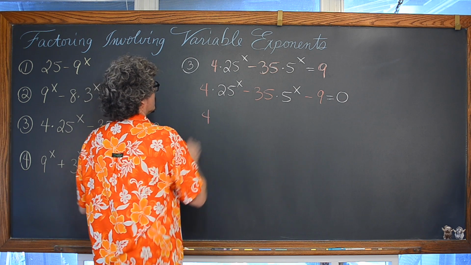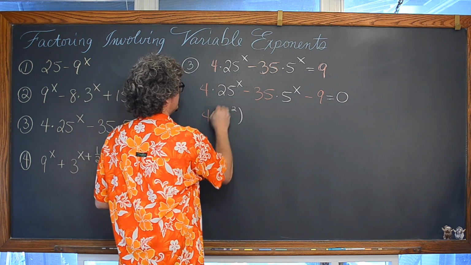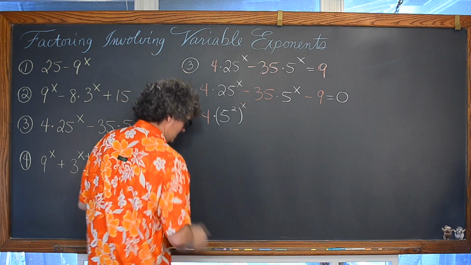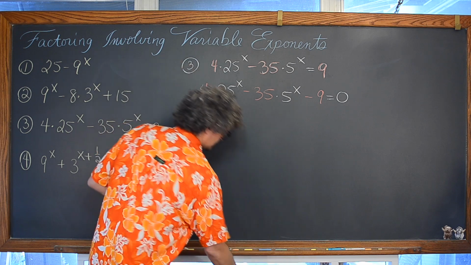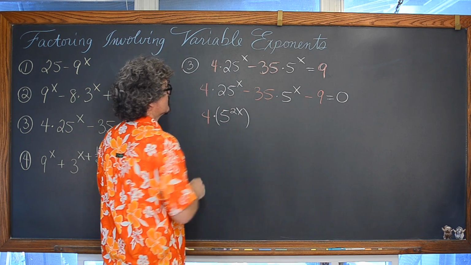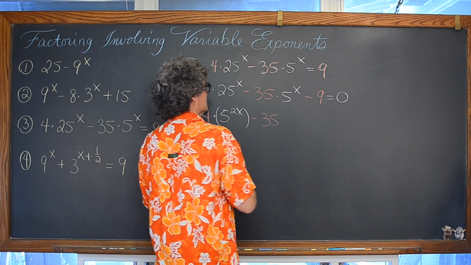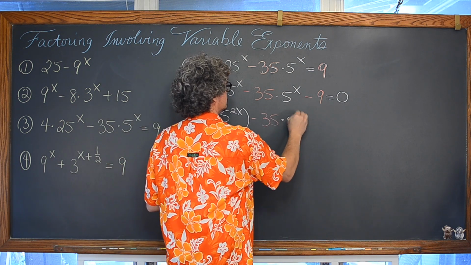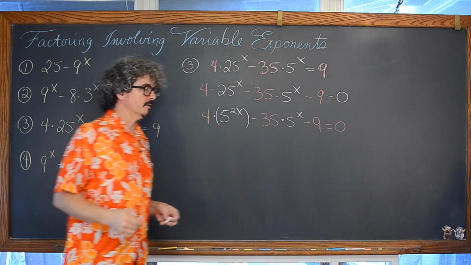So we have 4 times 5 squared, then raised to the x power, which I'm going to go ahead and write as 5 to the 2x power, minus 35 times 5 to the x, minus 9 is equal to 0.